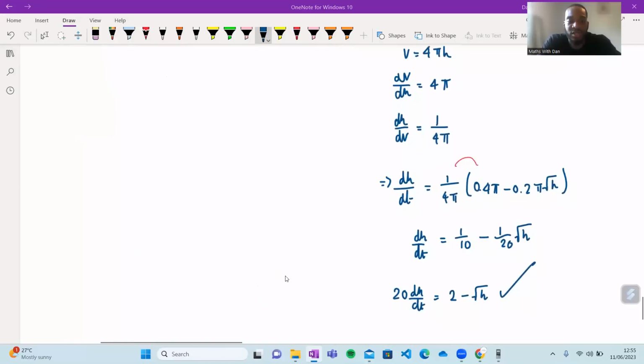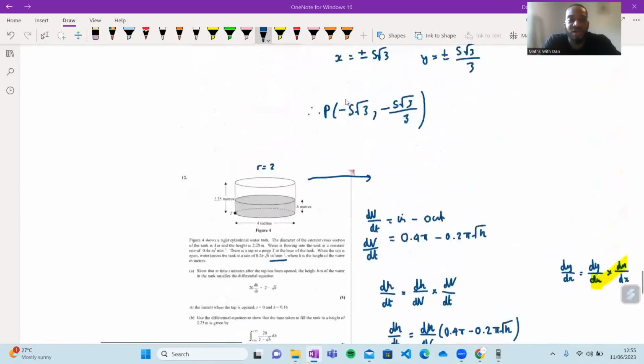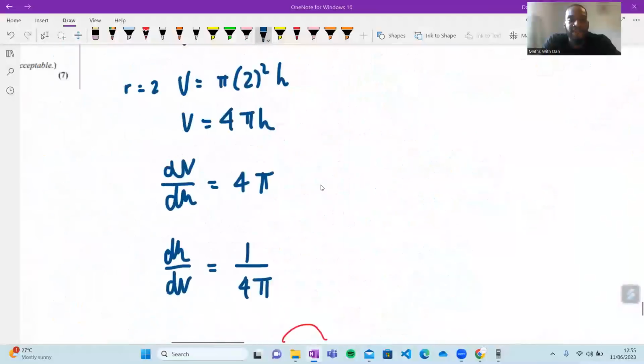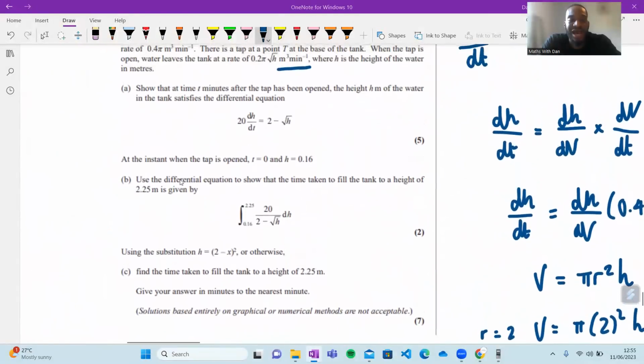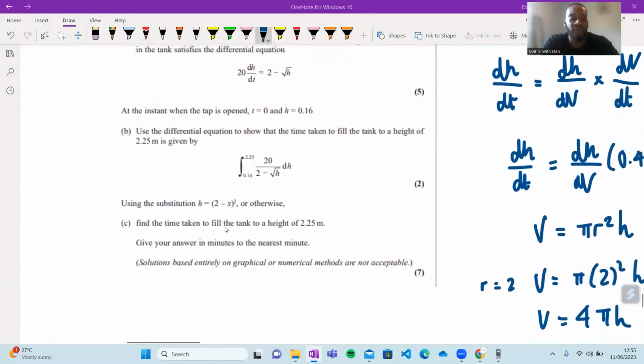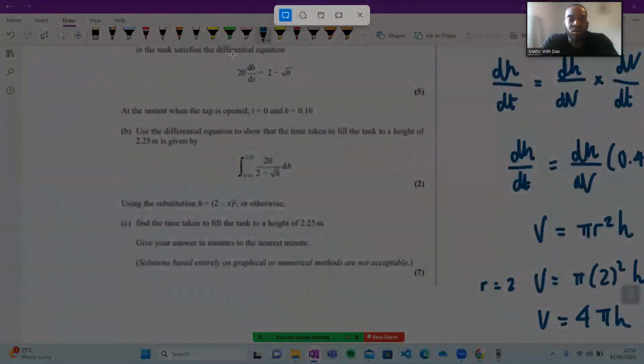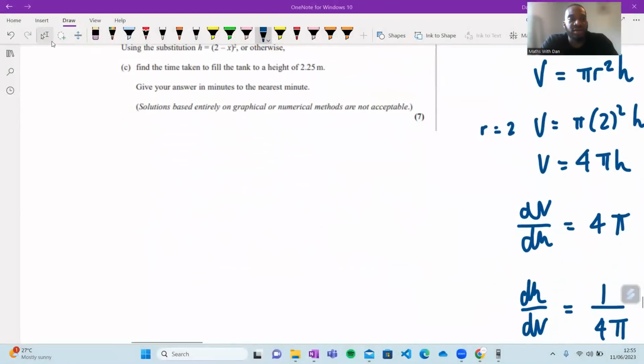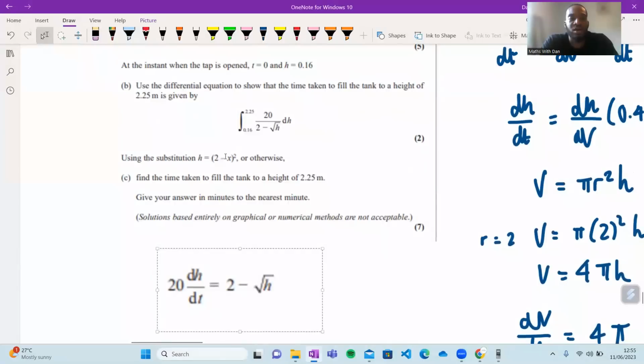Yeah? Now, continuing, 3 marks. Now this one here says, at the instant when the tap is opened, t is equal to 0 and h is equal to 0.16. Use the differential equation to show that the time taken to fill the tank to a height of 2.25 meters is given by this here for 2 marks. This one is a little bit of a different format to what you're used to, but it's okay. So remember, we've got this differential equation here. Now we need to use that to show that we get that there.